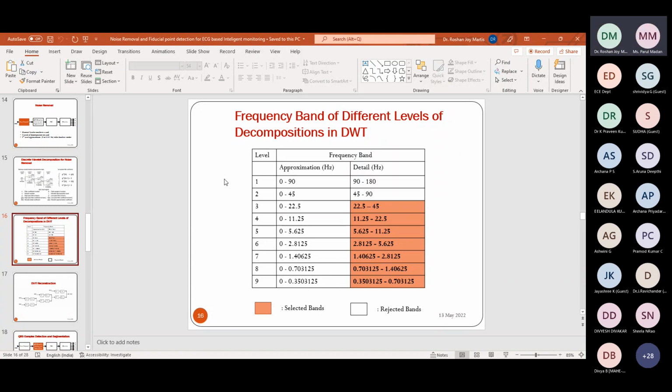So ECG can be decomposed into multiple subbands. Seeing these subbands, we have decomposed the ECG into 9 different subbands.